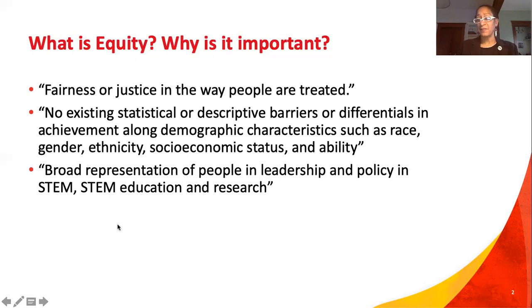When we're speaking specifically to STEM and STEM education, we also want to think about a broad representation of people in leadership and policy in STEM education and research. And just to back up a little bit, STEM is the acronym that I will use interchangeably with science, but meaning science, technology, engineering, and mathematics, both as disciplines and as career and practice fields.